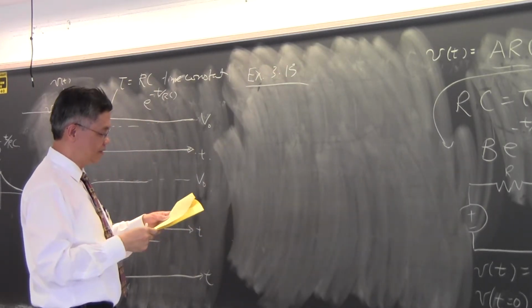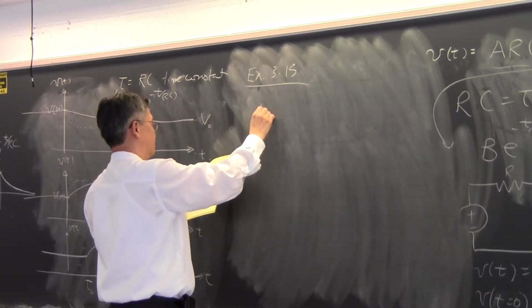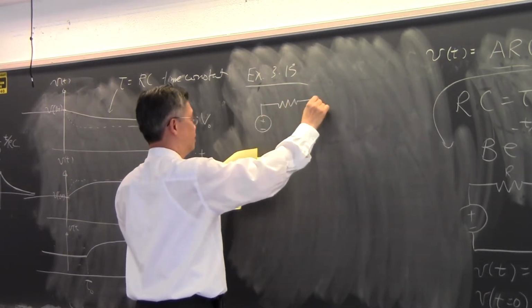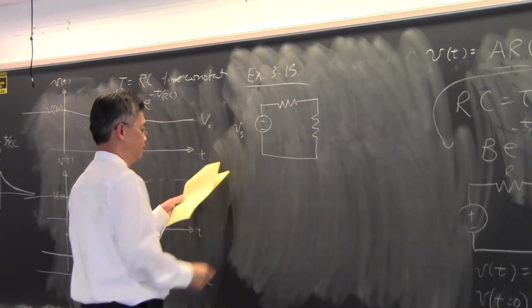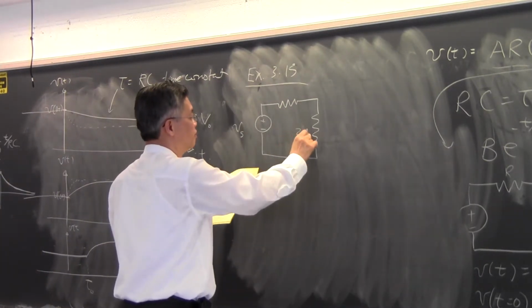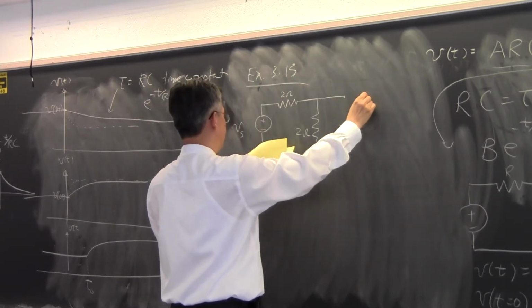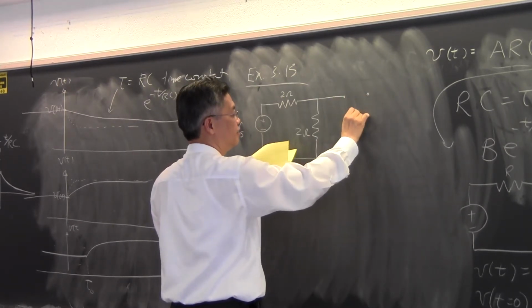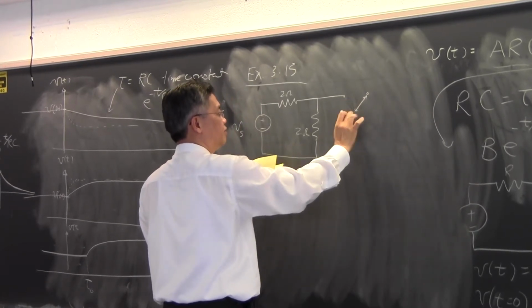And there are three diagrams in this example 3.13. So I will draw the first diagram. Okay, 2 ohms here, and then 2 ohms here. And then I have V source. Okay, and then 2 ohms. And then it's connected somewhere with a switch, a flip switch. Okay, flip this switch over.